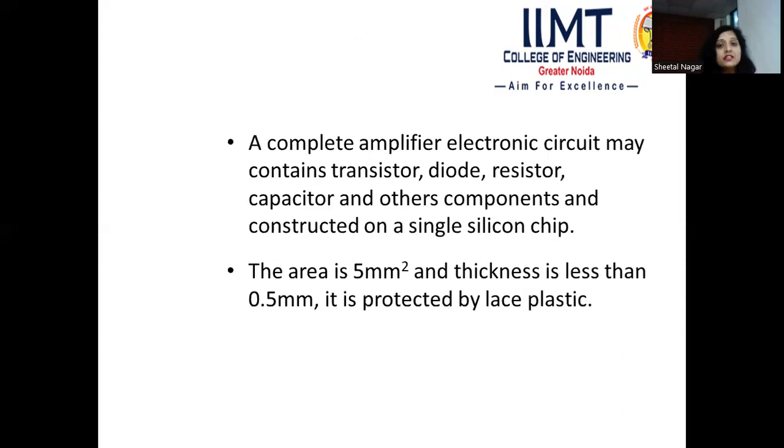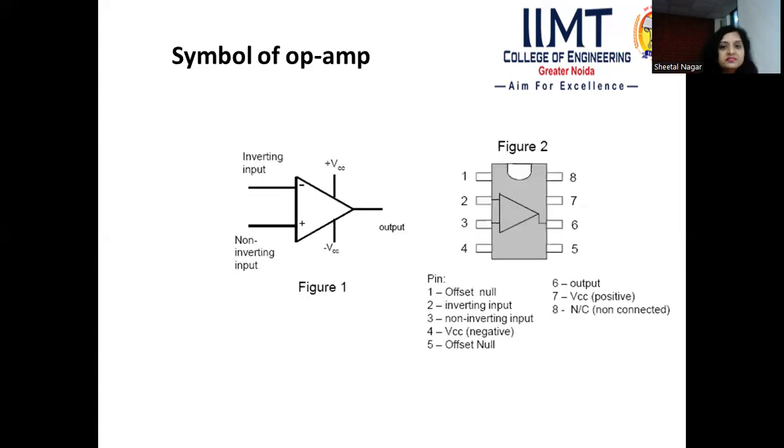A complete amplifier circuit may contain transistors, diodes, resistors, capacitors, and other components which are constructed on a single silicon chip, that is an integrated circuit. Also, the area of this is 5 mm square and the thickness is less than 0.5 mm. It is protected by plastic.